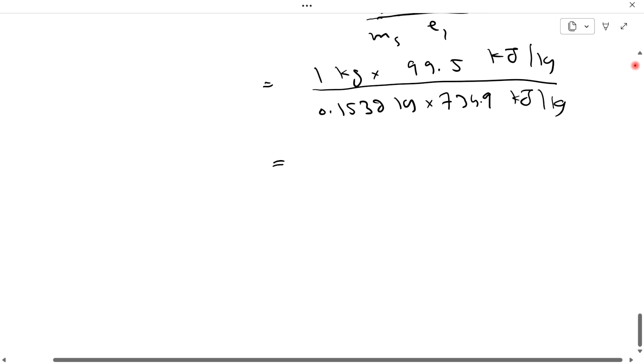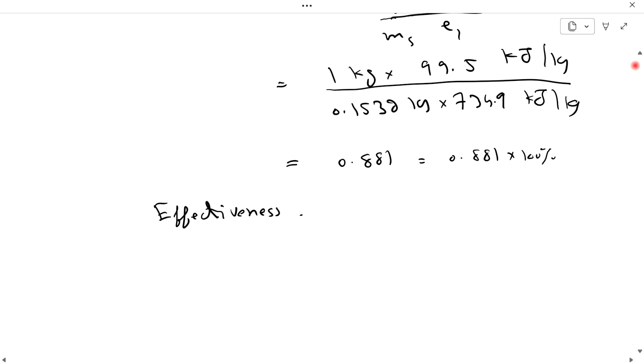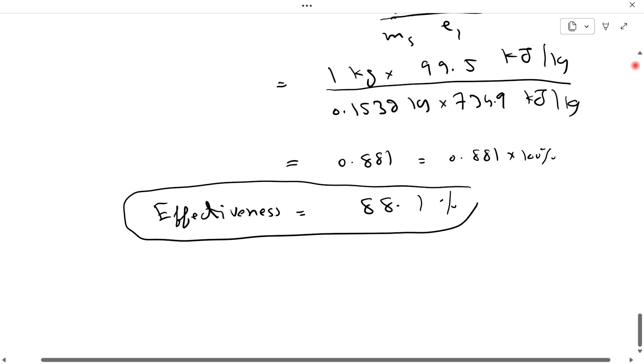So simply calculate this. The effectiveness will be equal to 0.881, and to get percent, multiply by 100 and use the percent sign. So finally the effectiveness will be equal to 88.1%. This is the final answer, and hence the problem is solved.